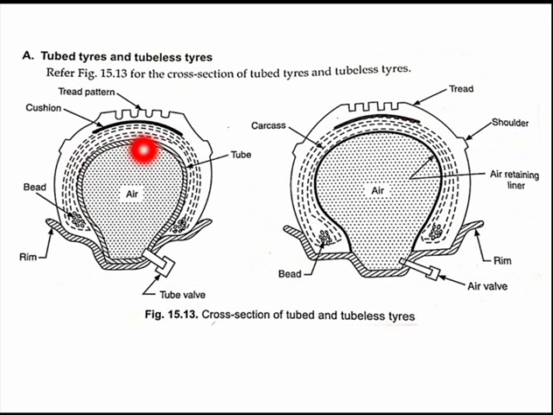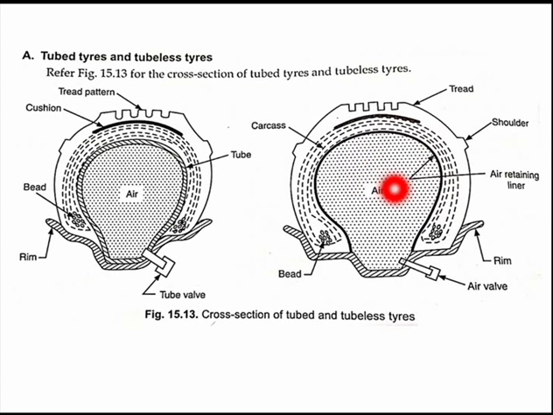And inside there will be a tube, and inside the tube we are providing the air. So the air gives the shape of this entire thing. There will be a tube valve also available. But in the case of a tubeless tire we are using the air valve, so we provide the air inside, and there is no tube inside. That is why the tube is not provided here.